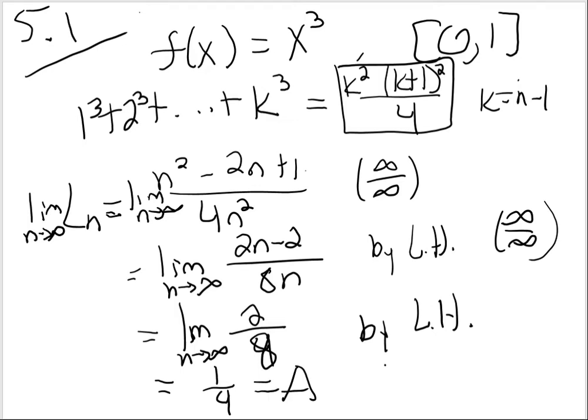So it appears that this process, as tedious as it is, of evaluating the sum and taking a limit seems to work. And you can do it for Rn and you'll also get 1/4.